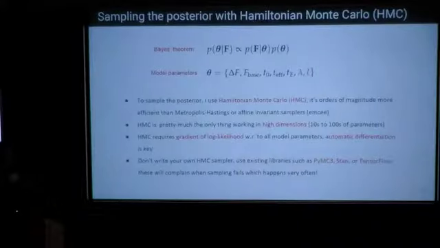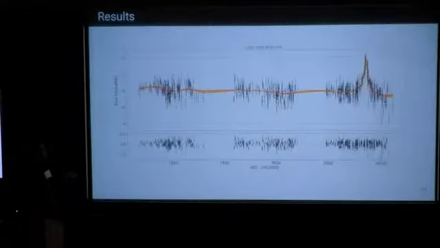Okay, so we use Bayes' theorem. We sample the posterior. Other people have talked about Hamiltonian Monte Carlo. I use Hamiltonian Monte Carlo for the reasons they've mentioned. And what you get is a fit which looks like this, for example. This is just a toy example.